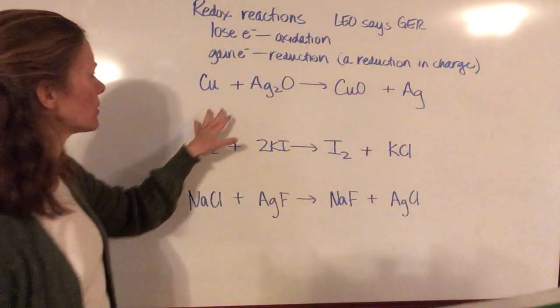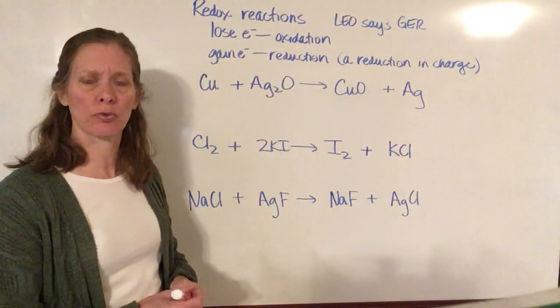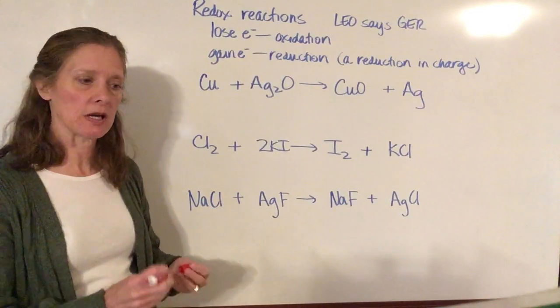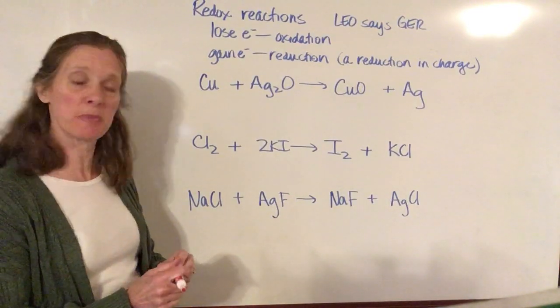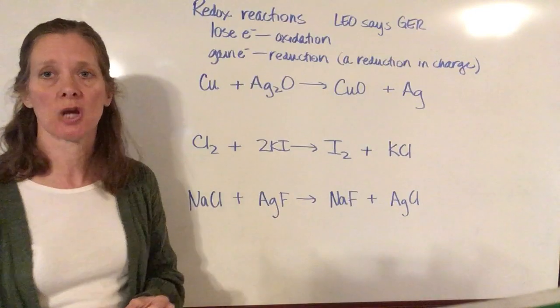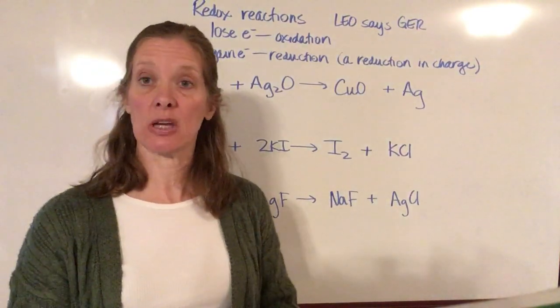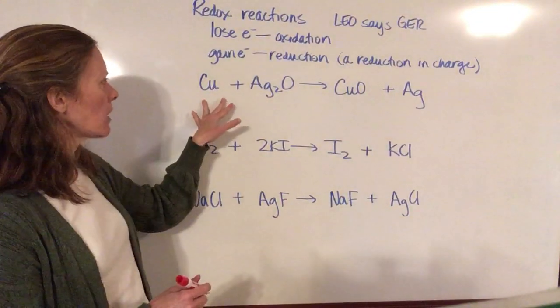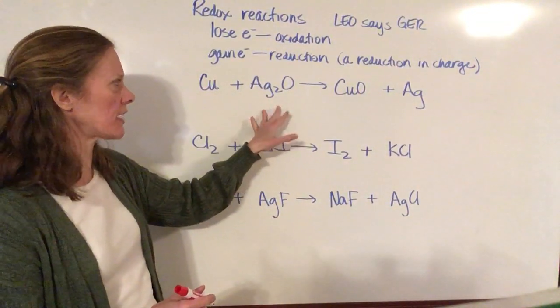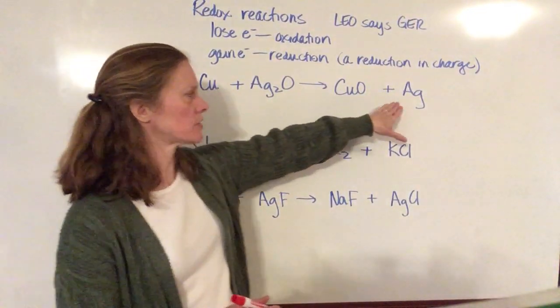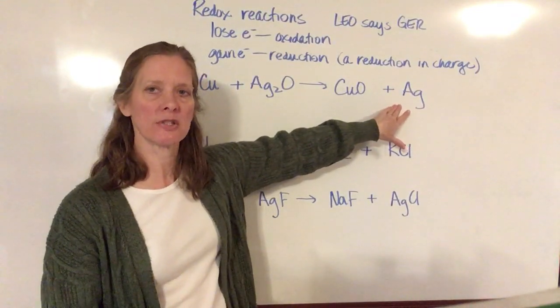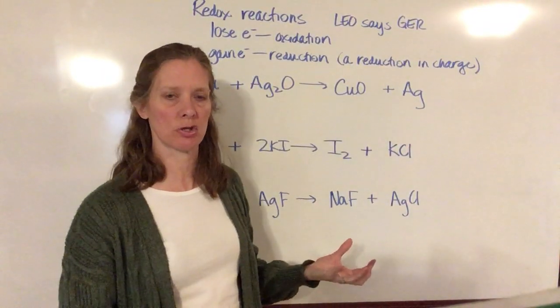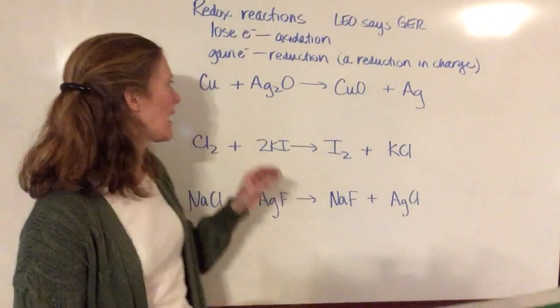So we're going to look at several different reactions here so that we can analyze these and figure out what's being oxidized, what's being reduced, and then what agents are actually causing that in this particular reaction. Okay, so if I've got copper plus silver oxide yields copper 2 oxide plus silver. The first thing you always have to do is to assign oxidation numbers to each element in the reaction.